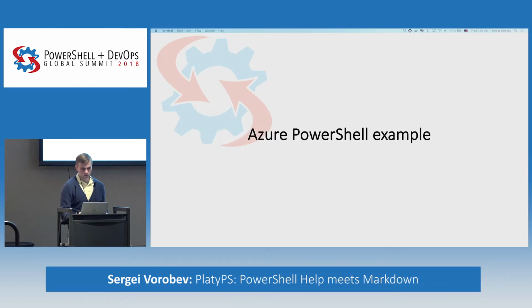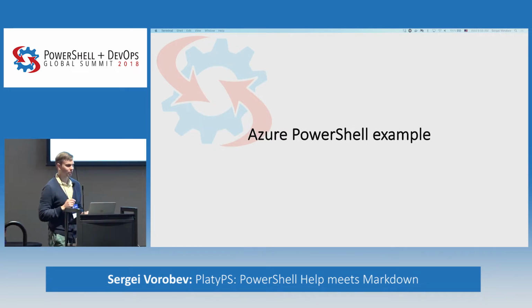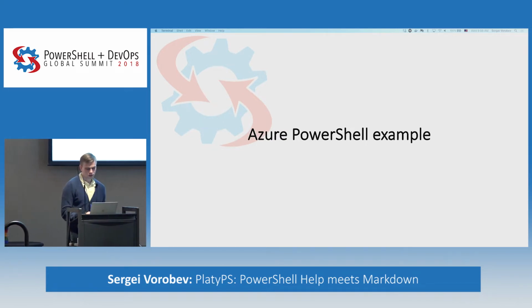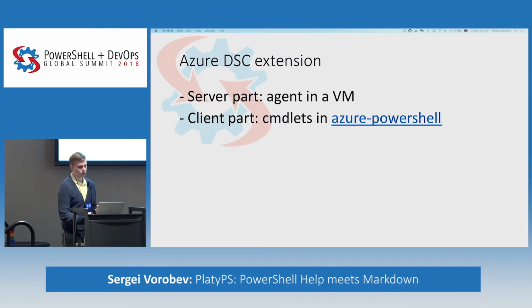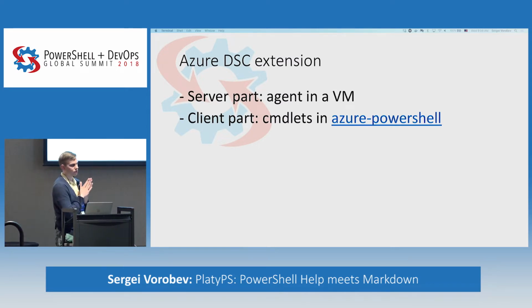So with that, I would like to talk a little bit about my personal experience with PowerShell help. My first project when I joined the PowerShell team was the Azure DSC extension. The Azure DSC extension is an Azure Marketplace application, I guess. It consists of two parts. The first part is a server. It lives in the virtual machine, and users install it separately by checking a checkbox or by running a cmdlet. And it has a client part in the form of a few cmdlets in the Azure PowerShell module.